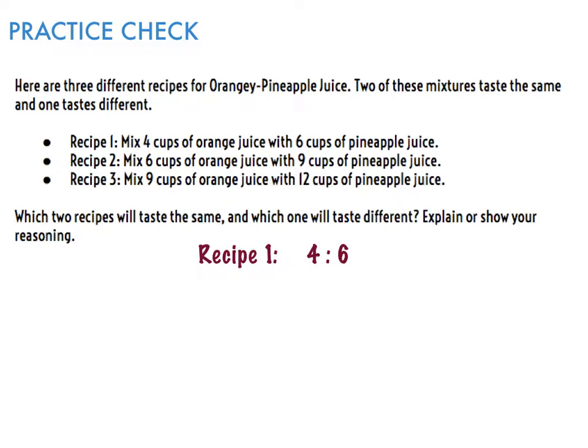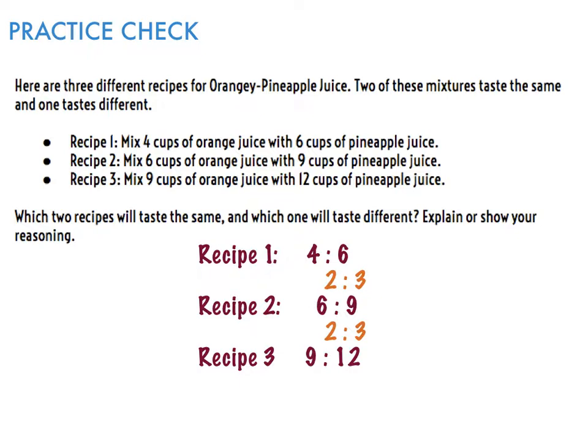Our ratio for recipe 1 is 4 to 6. I can reduce that ratio and say that it's the same as 2 cups of orange juice to 3 cups of pineapple juice. Recipe 2 is 6 cups of orange juice to 9, or 6 to 9. I can reduce that by dividing both by 3, and I also get 2 to 3. Ooh, equivalent ratios. That's a good sign that they're going to be the same. I just scaled recipe 2 up.